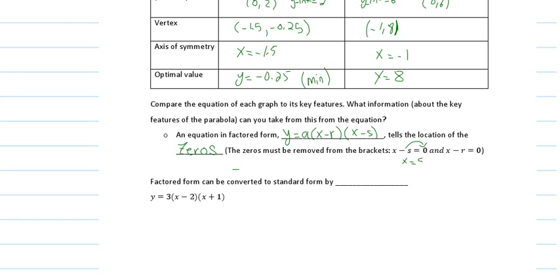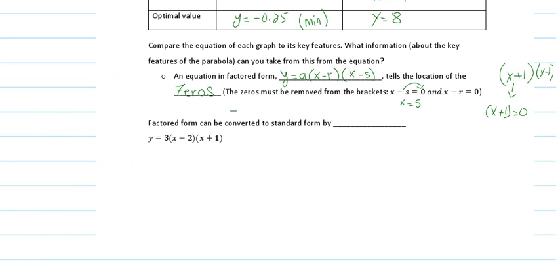So if I had x plus 1 and x minus 2, let's put it, okay? I take my bracket and I set it equal to 0. And then I isolate for x. To isolate for x, what do I need to do? Move the 1 to the other side. And when I do that, it becomes a negative 1.